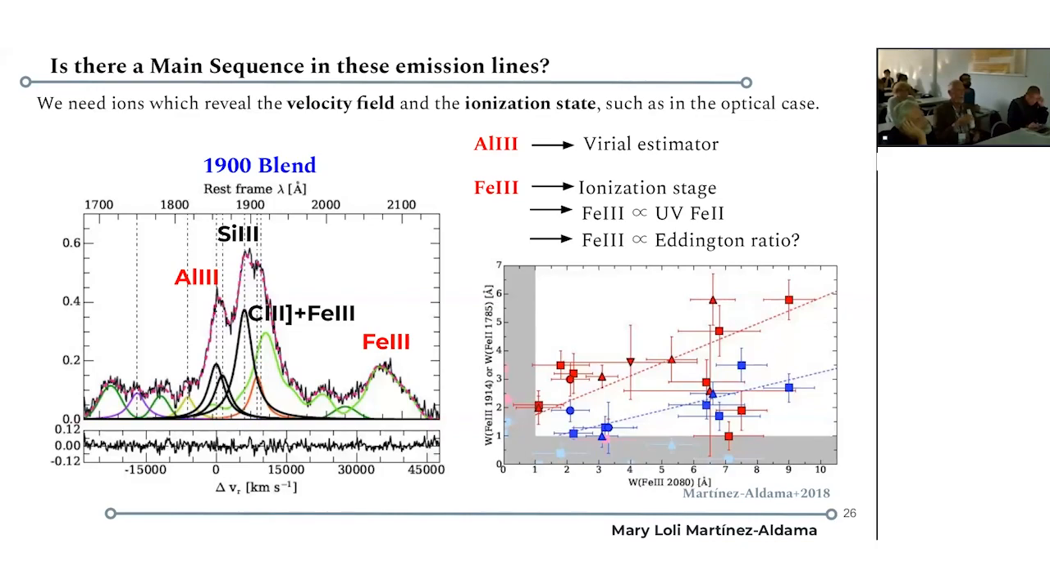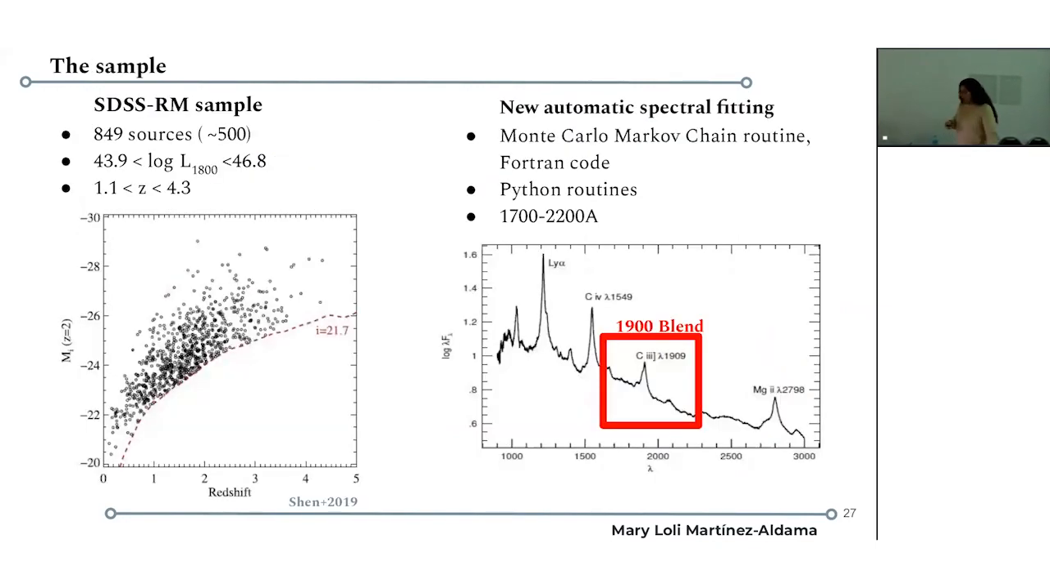So the iron 3 will be the one that will be an indication of the ionization state. And previously, we found that there is a relation between the iron in the UV and also the iron in the different ionization states of the iron are correlated. And they, in turn, are correlated with the emitter radio. So it is also important because by only analyzing this feature, we can have an idea of what is happening in the emitter radar. And this is for us really important.